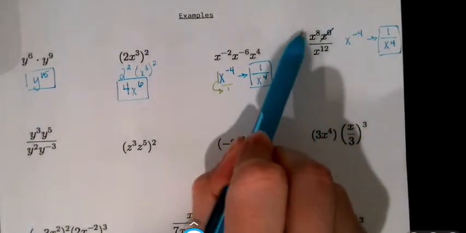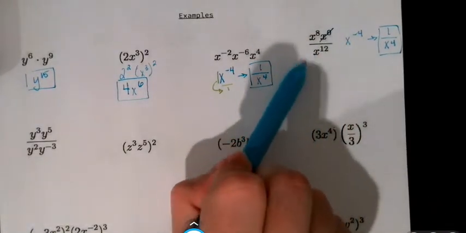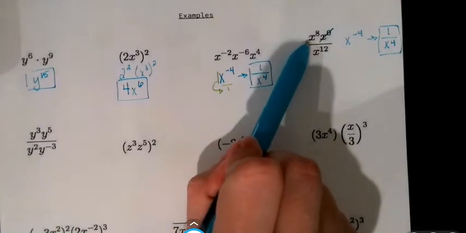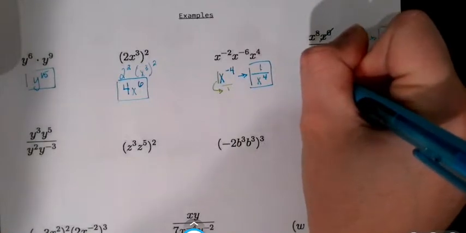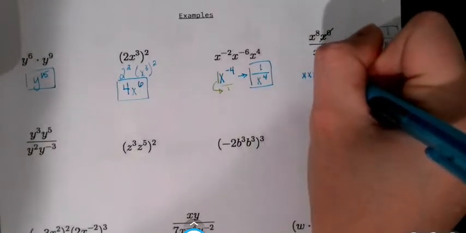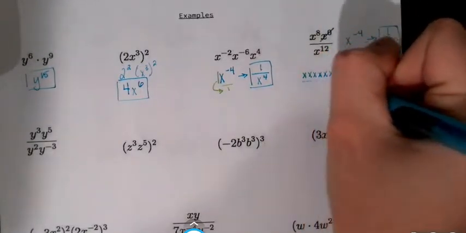Another way we can think about this one, since we have a fraction, I know I have 8 x's in my numerator and 12 in my denominator. You wouldn't have to write this all out if you don't want to, but it's a way that you can think about this problem.